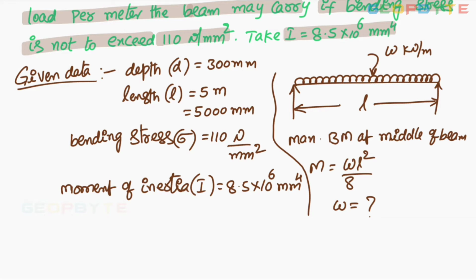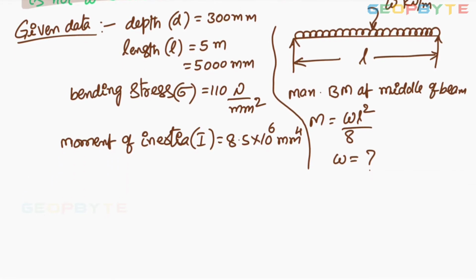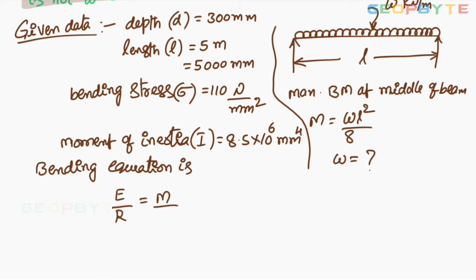You know bending equation. Bending equation is E by R equal to M by I equal to sigma by Y. Here y equal to d by 2. Depth is given 300.